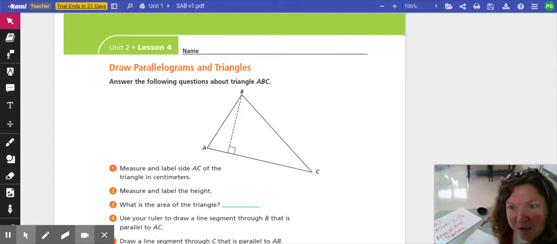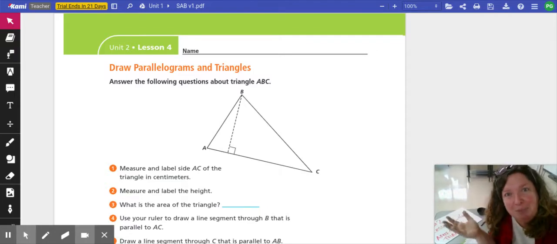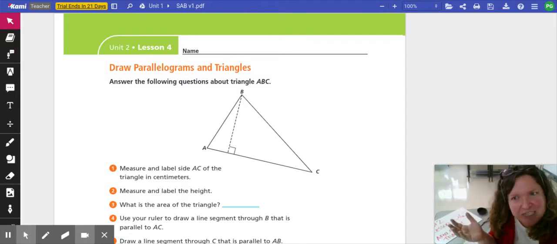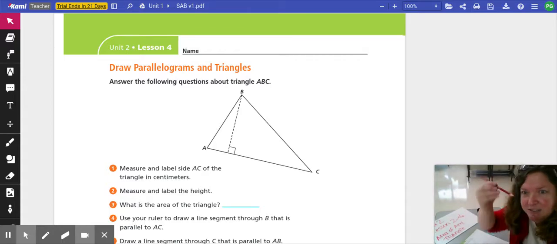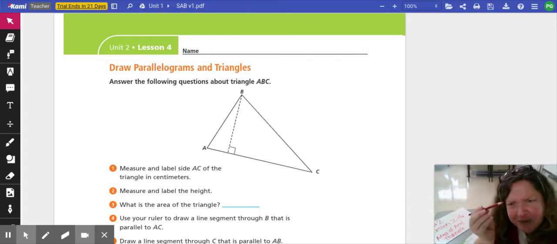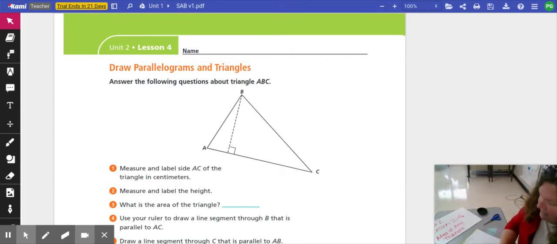This is one that we would have done together even if we were in person. We would still kind of work through it together because it's tricky. So what I invite you to do is you need to have your pencil, and I'm using red hopefully so you can see it easier. You need to have your ruler.